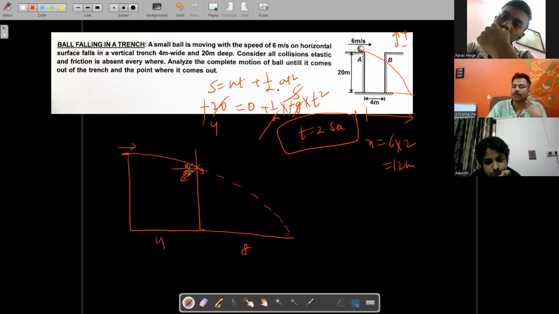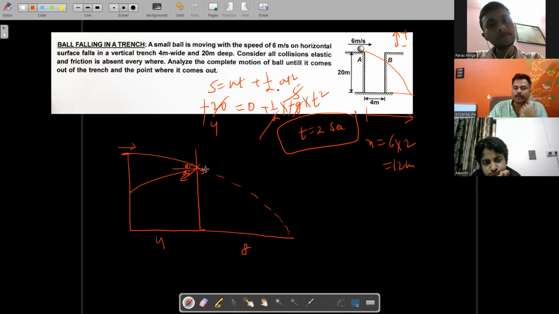See, I told you that it will follow the same path, right? Same path. So it will come like this. Exactly the mirror image of this path. So this path and this path will be mirror images of each other. Suppose this is your mirror, so this would be the mirror image of this.